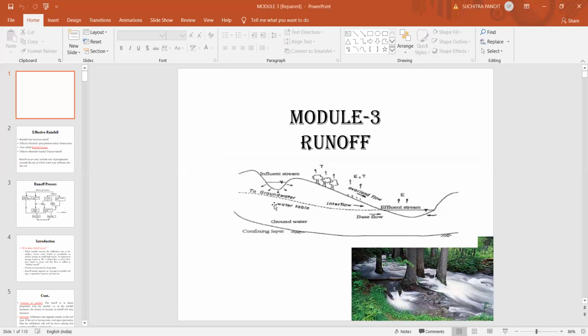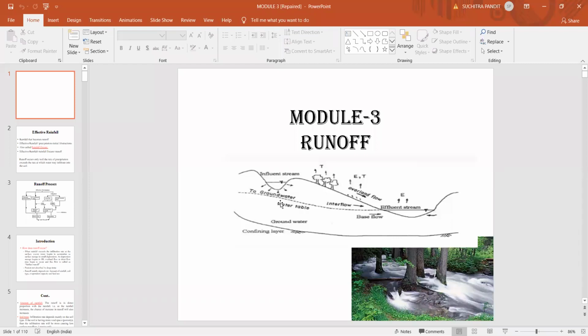Now this figure clearly shows how the process of runoff takes place. This is the ground surface. You have the depressions on the ground surface. Whenever a precipitation takes place, the initial losses will be the interception losses. Next, the water infiltrates into the ground surface and builds up the groundwater table. Once the soil moisture becomes saturated, the excess water moves down and builds up the groundwater.